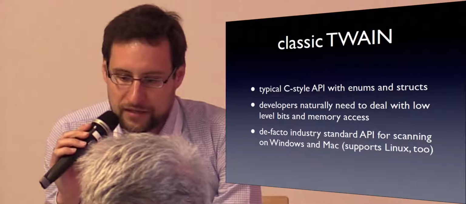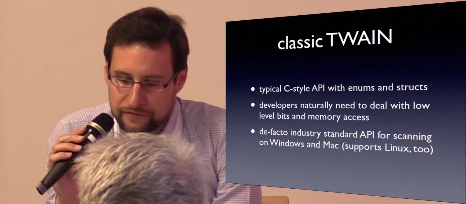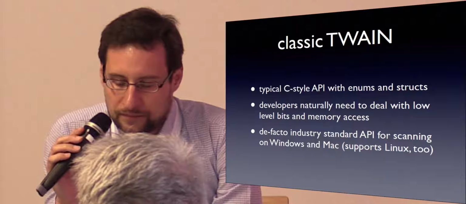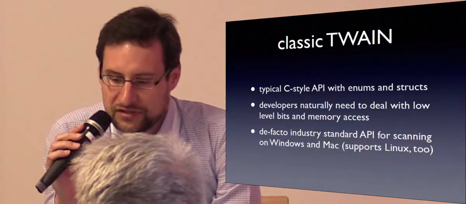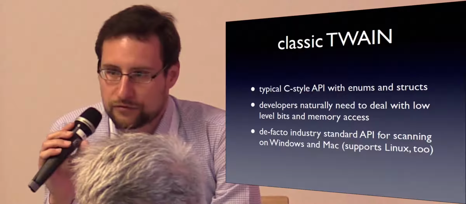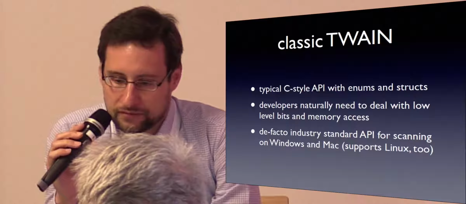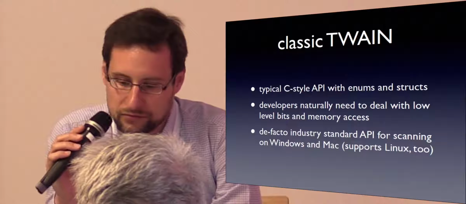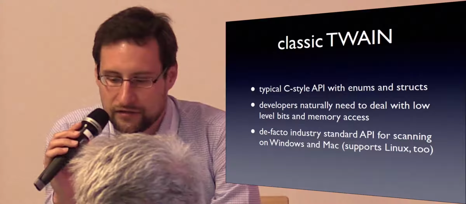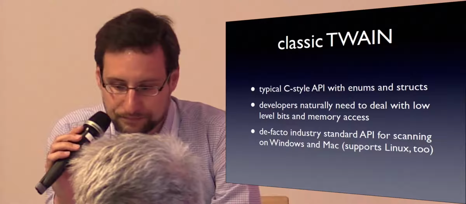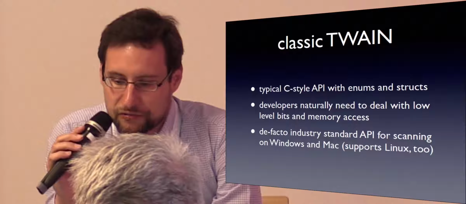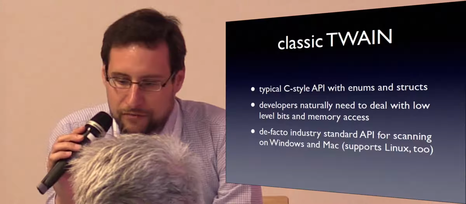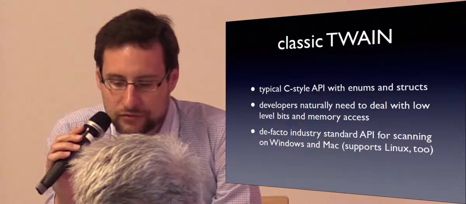So the classic TWAIN API, so you get an understanding why we actually want to use something new and where we are coming from. It's a typical C-style API. If you're a developer, you probably get the idea with enums and structs and bits, and you have pointers in memory and fiddle around with them, fill them with values. So obviously this is relatively complicated. Developers naturally need to spend some weeks or months to get it working.